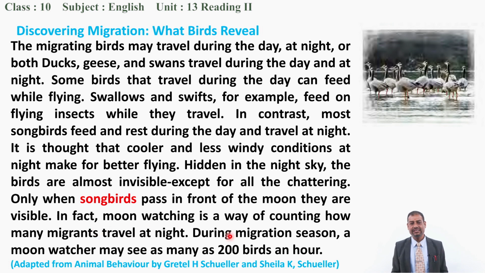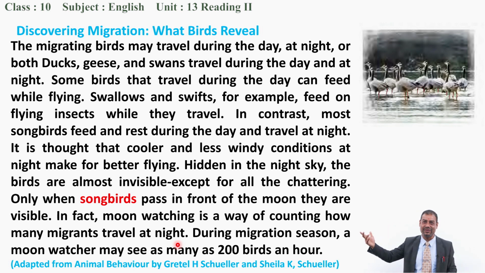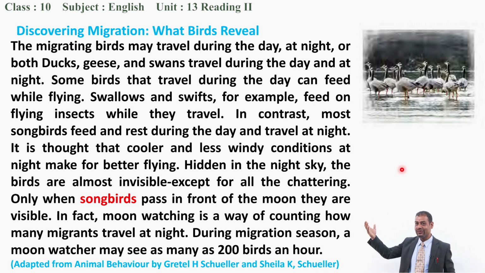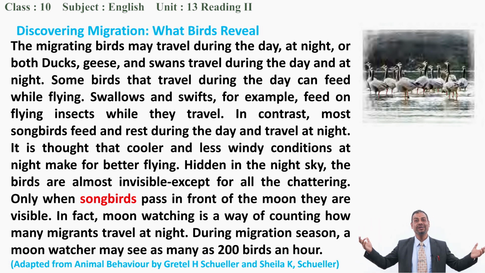In fact, moon watching is a way of counting how many migrants travel at night. While you are looking at the moon, at the same time you can count the birds, how many of them are flying from one place to another place. Interesting. During migration season, a moon watcher may see as many as 200 birds an hour. So if you like watching the moon at that time, during migrating time, you can find let's say 200 birds per hour flying from one place to another, going to new destinations to be saved from different weathers. So have you got the idea?